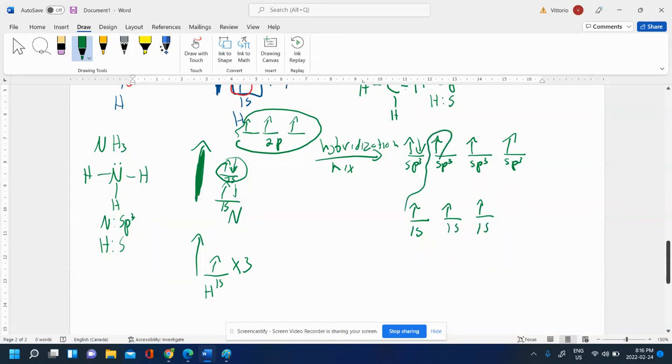This one will bond with this one. This one will bond with this one. This one will bond with this one. So here we have some direct overlap happening. And you're probably guessing, oh, there's a pair of electrons here. What does that correspond to? That's the lone pair. So this is simply the lone pair on the nitrogen.